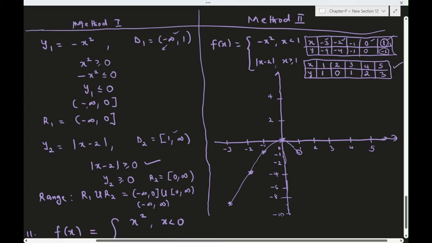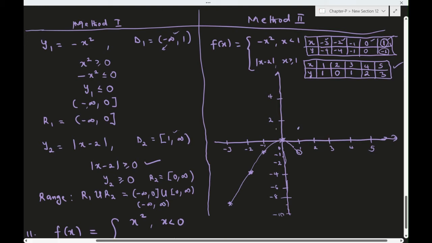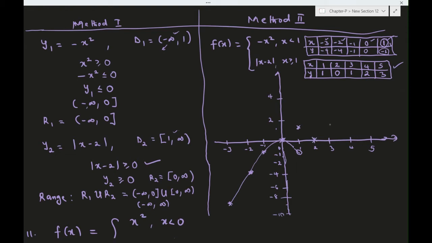Now for the second piece, we will use the values coming from this table. When x is 1, so we are still here. If x is 1, y is 1. So we're somewhere here. So let's say this is 1 here. Then when x is 2, y is 0. So we're here. We're here. When x is 3, y is 1.